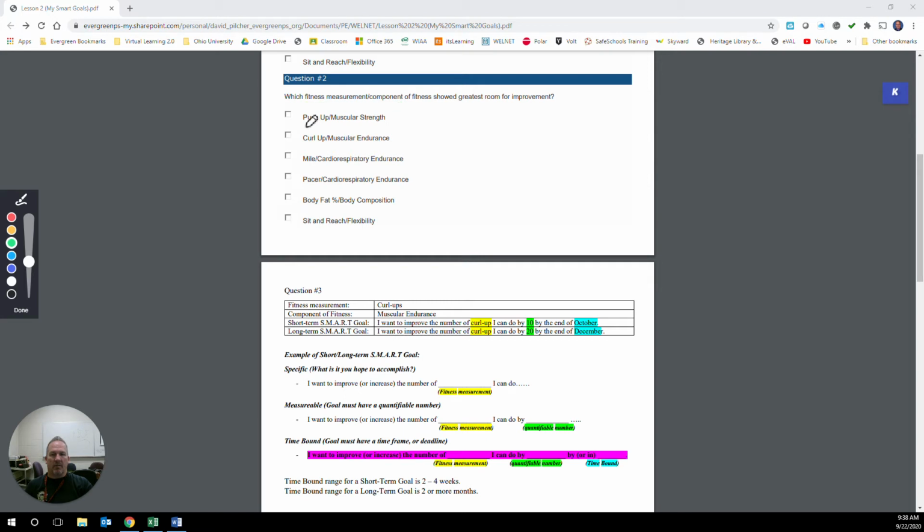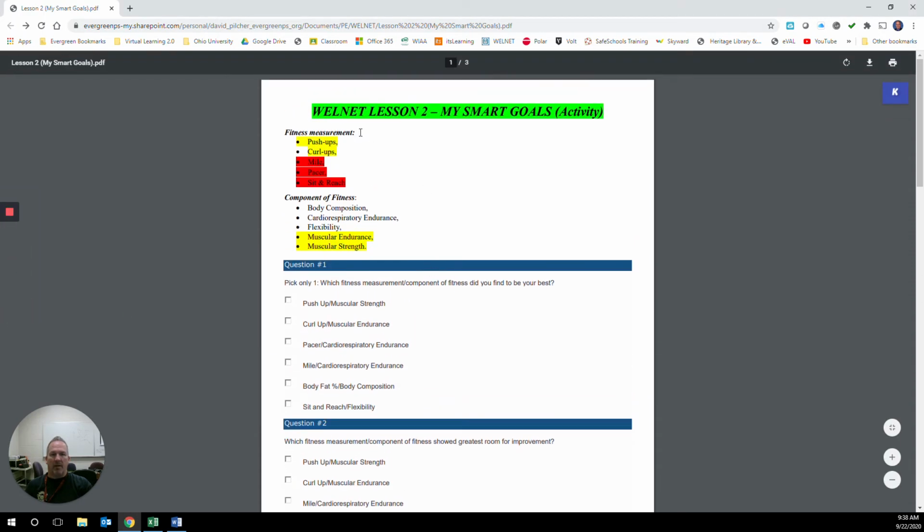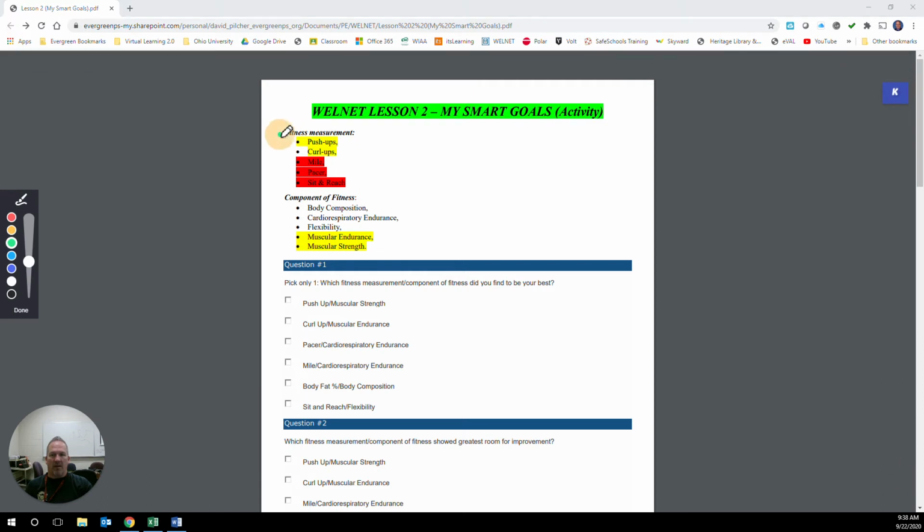measurements first. Push-ups is a fitness measurement. Curl-ups is a fitness measurement. You know that because if you go back up here to the top of the page, you see fitness measurements right here. And you see push-ups and curl-ups. If you look underneath, you see component of fitness, and you see muscular endurance and muscular strength.